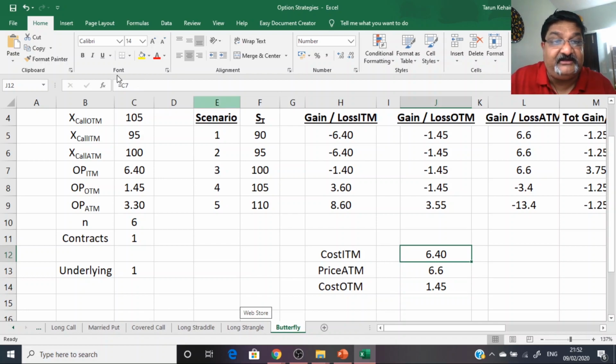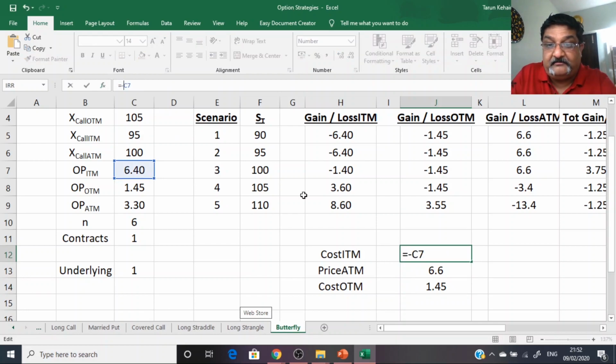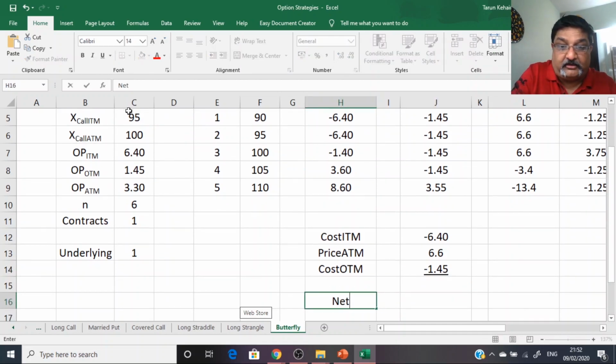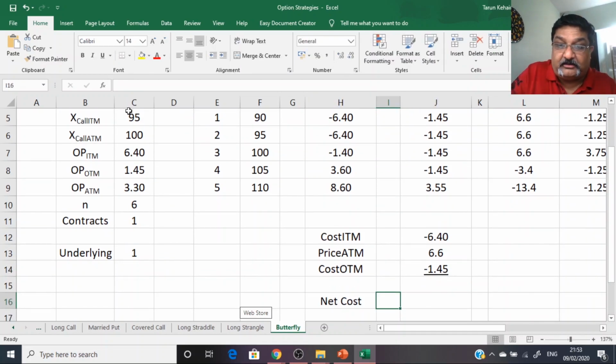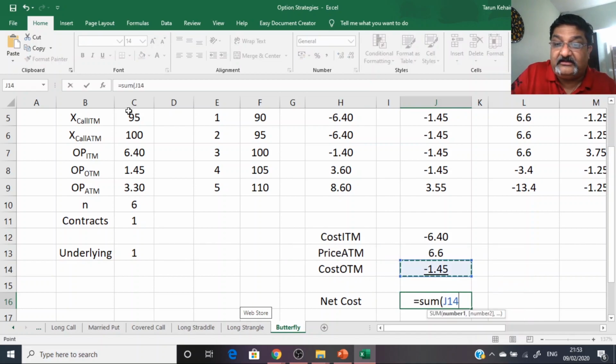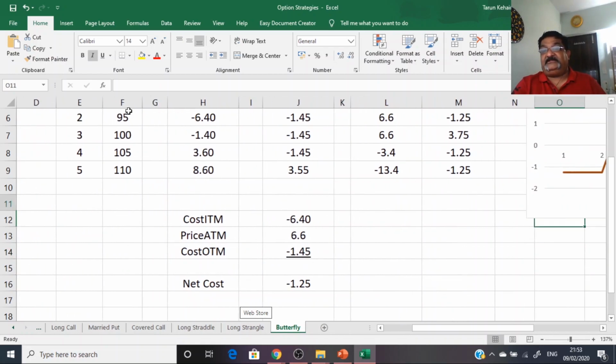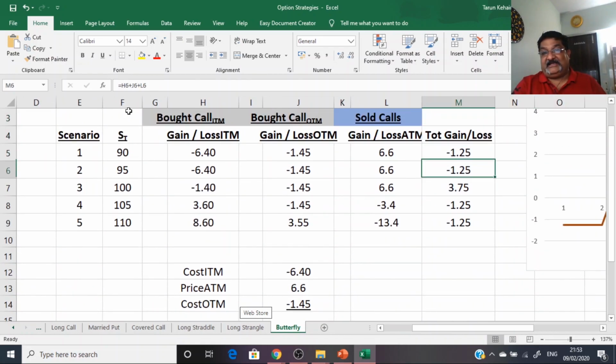So let me illustrate this. This also is minus because you're buying. Let's sum this all up. So what is the net cost of the strategy? The net cost of the strategy is 1.25. So if you look here, in this case, your losses are capped to the net cost of the strategy.